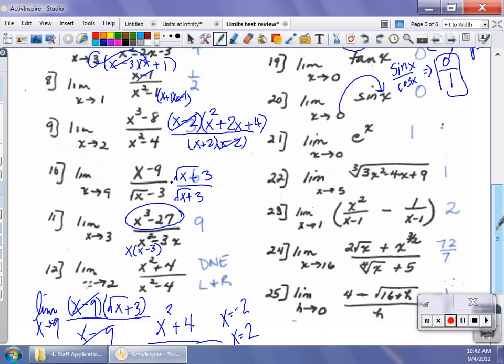Number 21, e to the x is a continuous function. We're going to substitute 0. E to the 0 is 1. Number 5, we're going to do direct substitution, and we get 1.